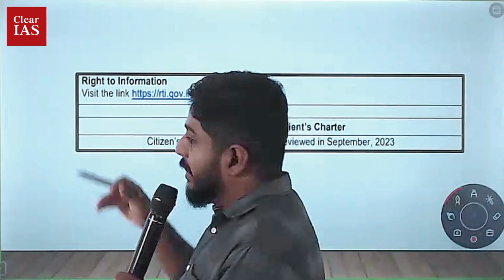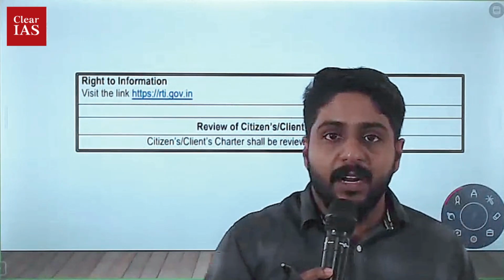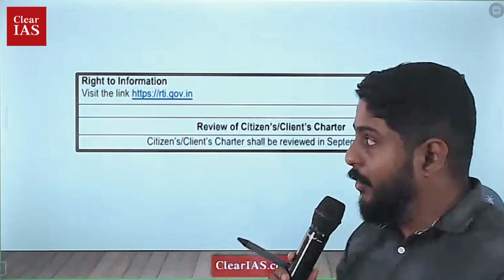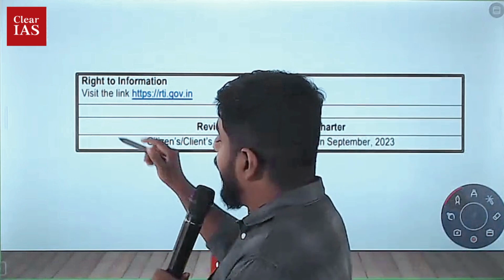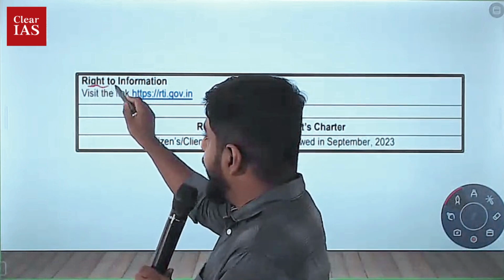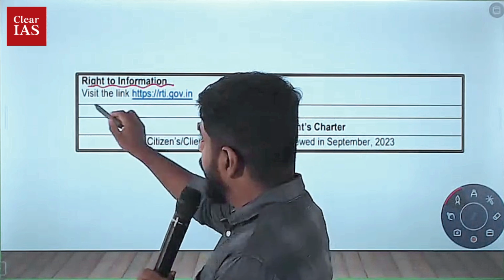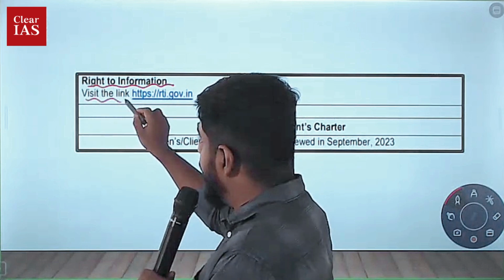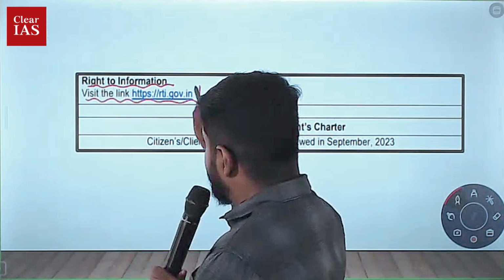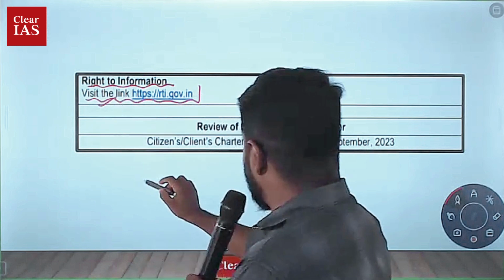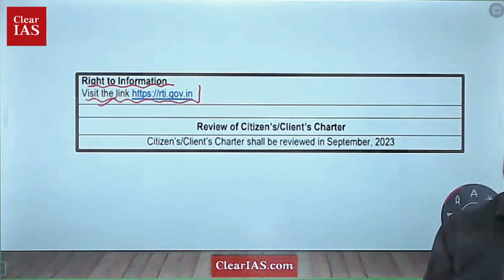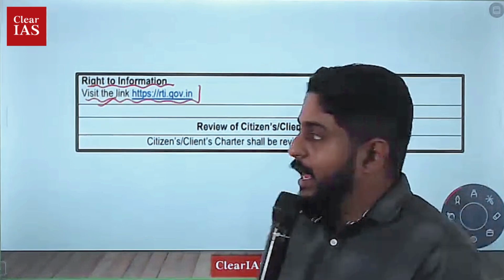So RTI: whether the Department of Higher Education comes under the purview of RTI, absolutely, my dear friends. So even that can be understood. Right to Information. Sir, how would we go for information? So you have the link here, click it and submit or apply the RTI application.